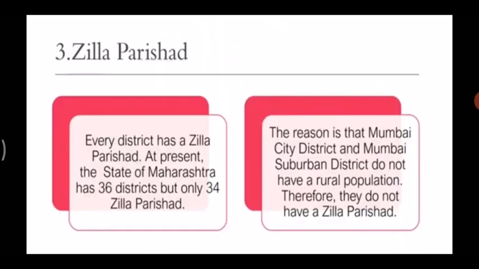Let's move forward. Next is the Zila Parishad. Now we have the Zila Parishad at the district level. Zila Parishad is the third tier of the Panchayati Raj system. Every district has a Zila Parishad. At present, the state of Maharashtra has 36 districts but only 34 Zila Parishads. Why so? Because Mumbai City District and Mumbai Suburban District do not have a rural population. Therefore, they do not have a Zila Parishad. That is why there are only 34 Zila Parishads.